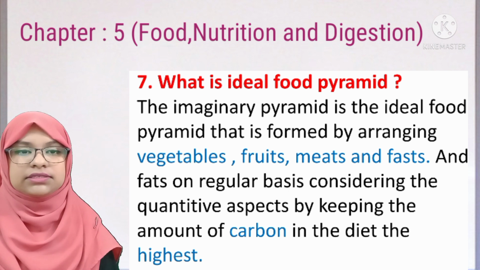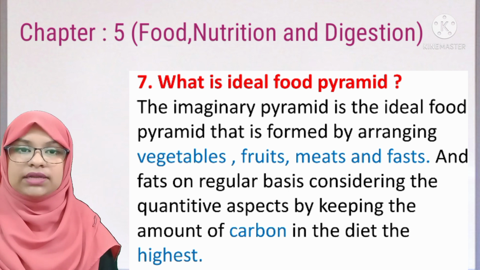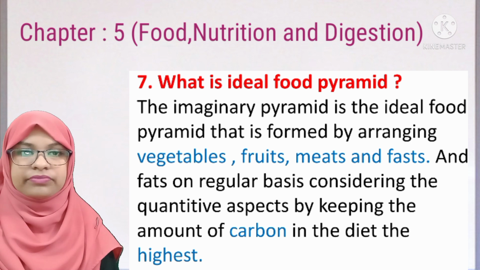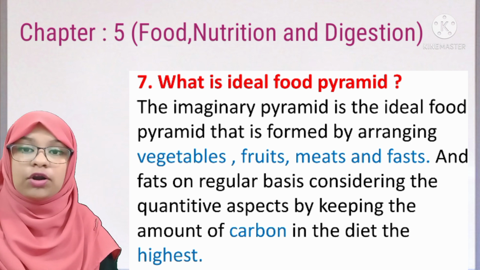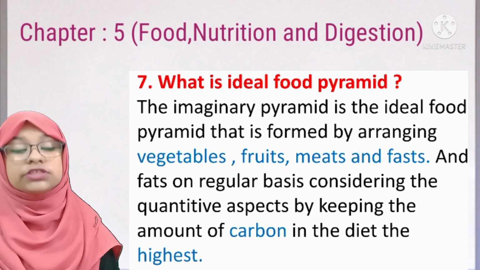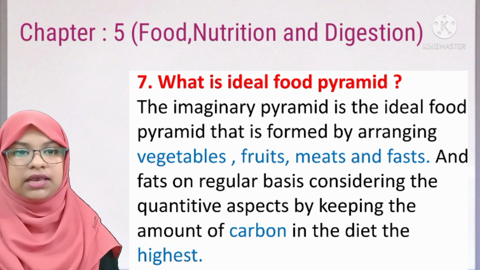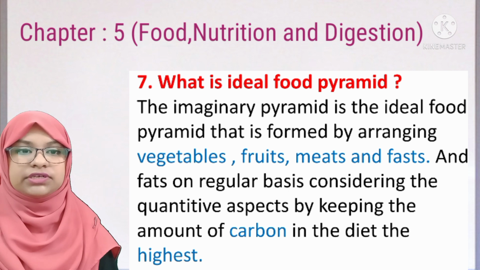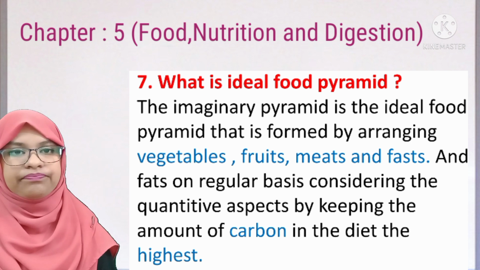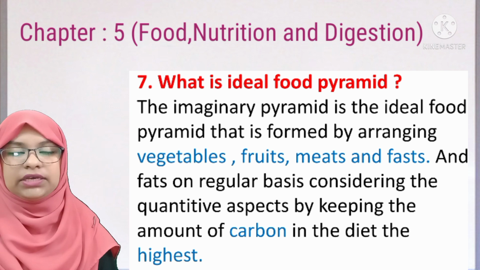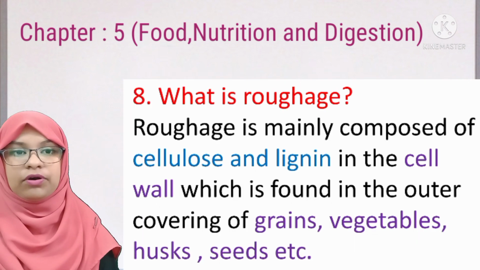Our seventh understanding knowledge-based question is, what is the ideal food pyramid? The imaginary pyramid is the ideal food pyramid that is formed by arranging vegetables, fruits, meats and fats on a regular basis, considering the quantitative aspects by keeping the amount of carbon in the diet the highest. That means the ideal food pyramid shows how much of each food element is necessary for our body.